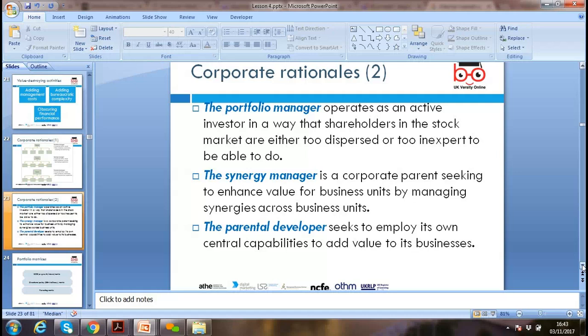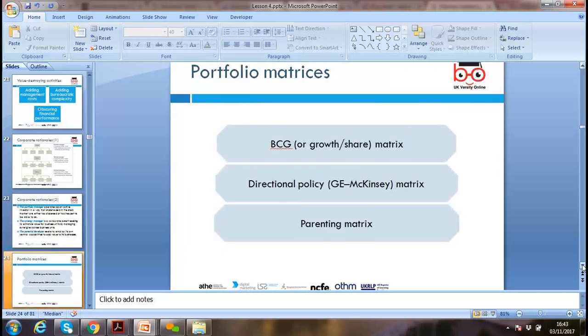Portfolio managers operate as an active investor, in the way a shareholder in the stock or the market does. So we need to look around for the synergy manager, where they just want to work across the units. Parental developers seek to employ their own central capabilities.